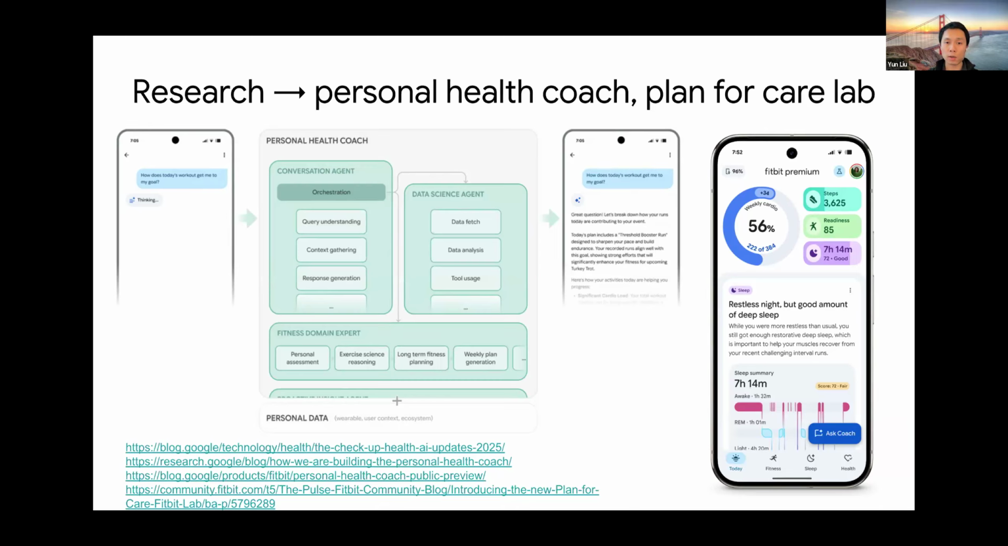And this can be used for general wellness. And so this overall concept is something that we are building towards. And I think some of the early releases or previews are coming right up.